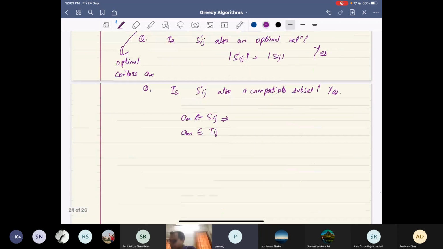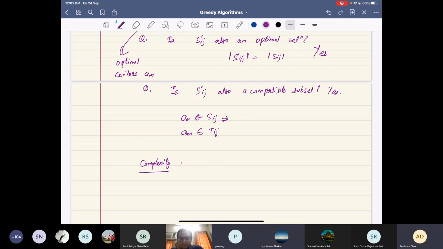Okay, so my proof is done. So I have a greedy choice that can help me solve the problem. What is the complexity now? Order n after sorting.